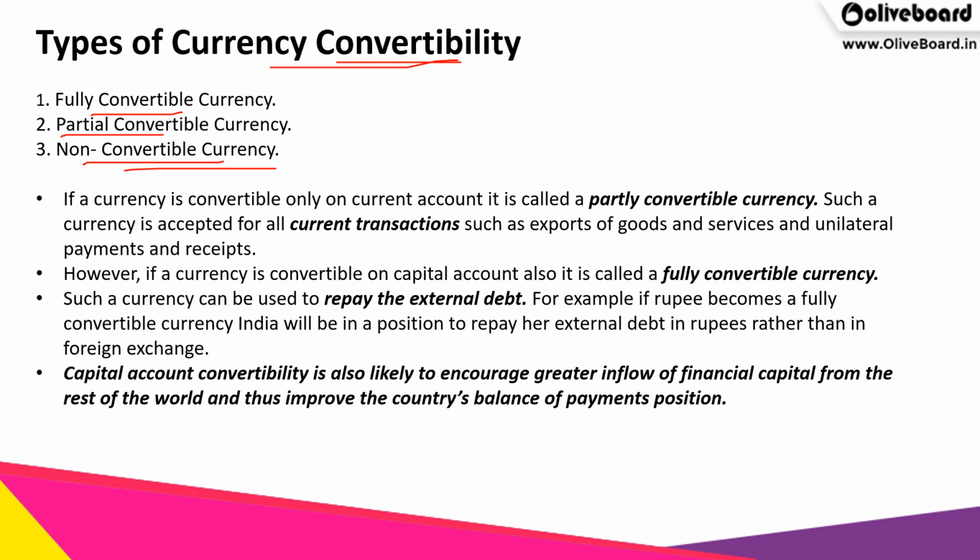So what is a partly convertible currency? When a currency is convertible only on current account transactions. First we should know what current transactions are. Whenever we are having a trade with some other country, it is called a current transaction. So a currency that is accepted for current transactions like exports of goods and services and unilateral payments and receipts is called a partly convertible currency, since we can convert it only for the current transactions.